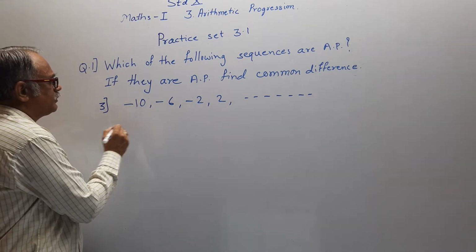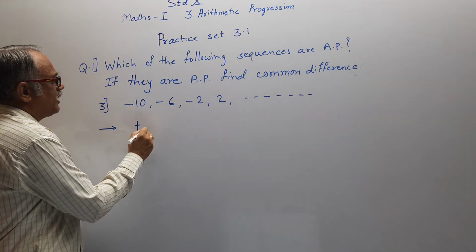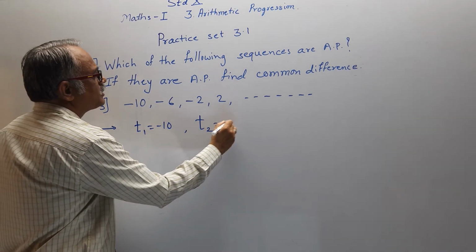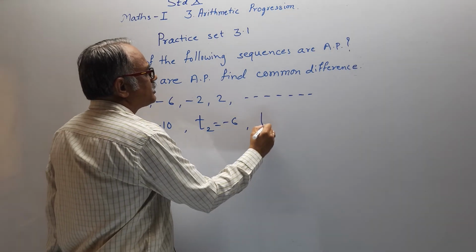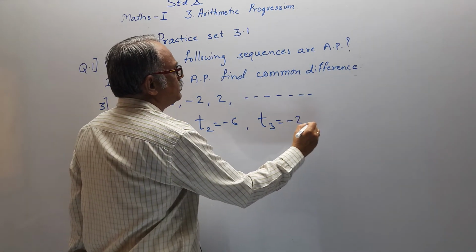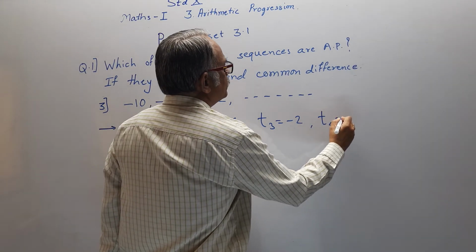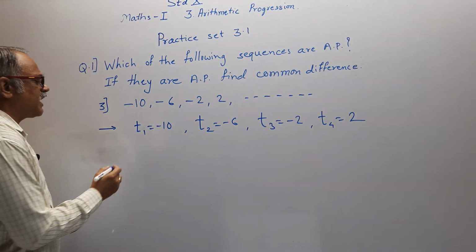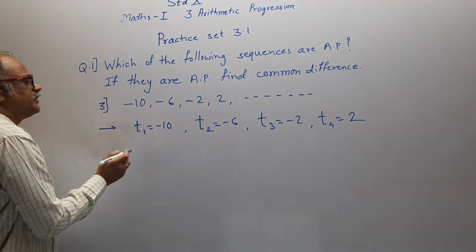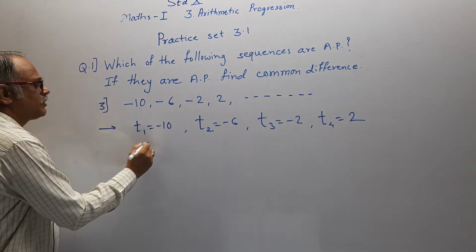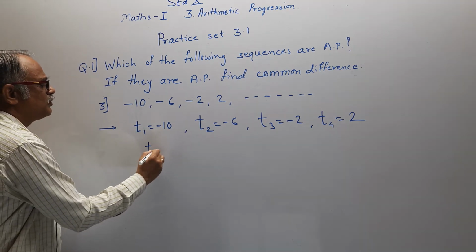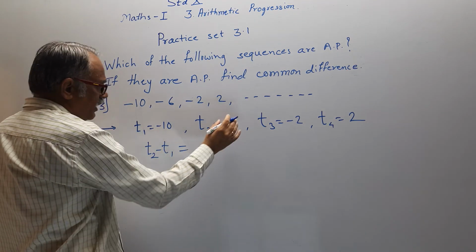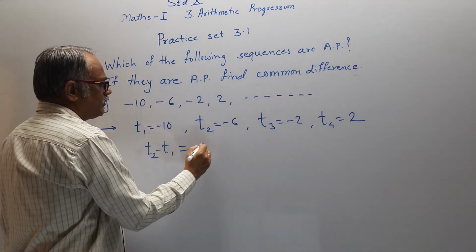So what is T1? Minus 10. What is T2? Minus 6. What is T3? Minus 2. What is T4? 2. It contains plus and minus, but it is very easy because there is no fraction, just addition and subtraction of integers. So what to find first? T2 minus T1, next term minus previous term. Need to write T2 first.